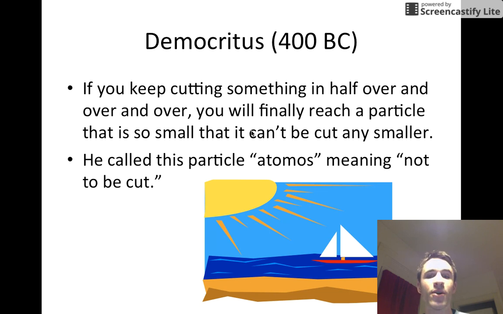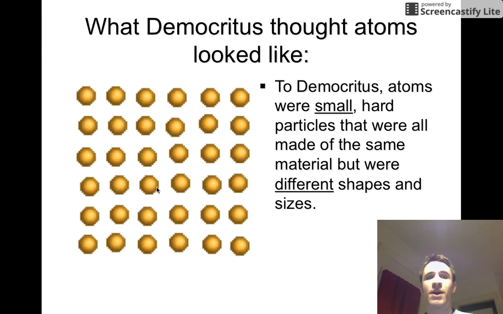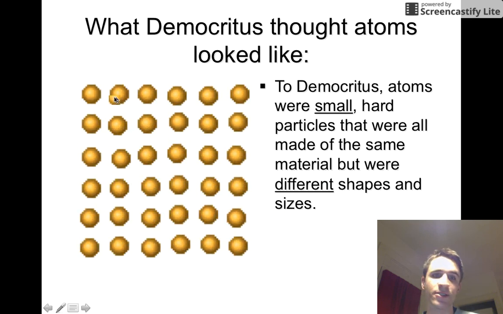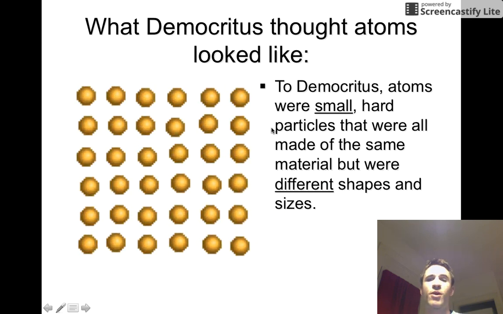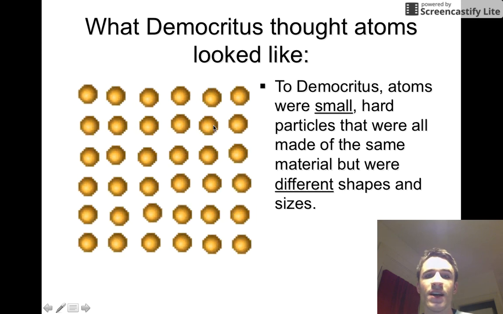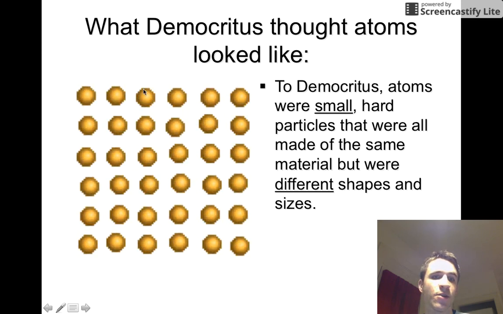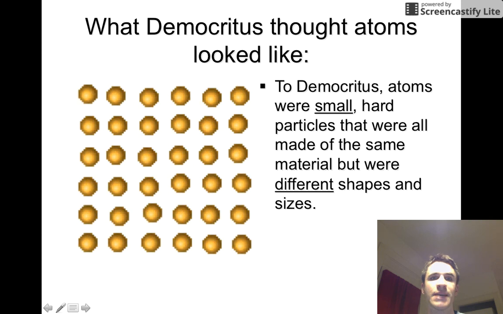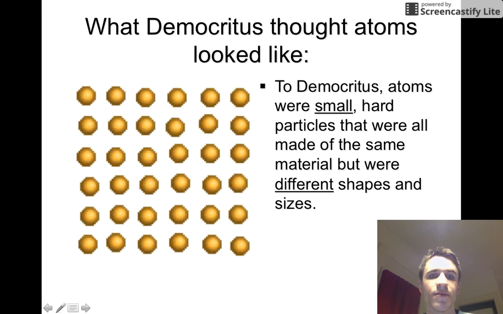And he called that particle atomos, meaning not to be cut. So literally when you say the word atom, it's coming off the word not to be cut. It's so small it can't be cut. Or at least that's what Democritus thought. Democritus thought atoms looked like this. In this case, little circles, right? They were small, hard particles that were all made of the same material, but were different shapes and sizes. So very simple model Democritus came up with of what an atom looked like.